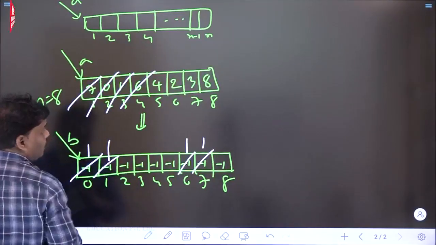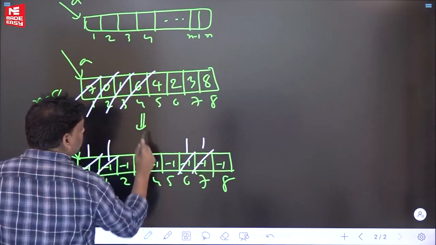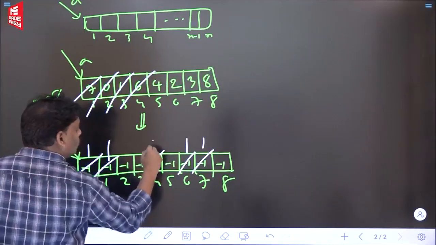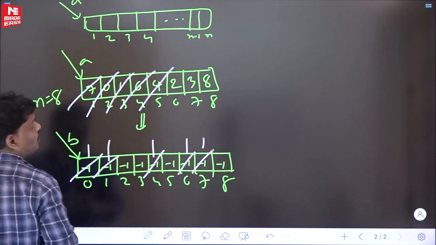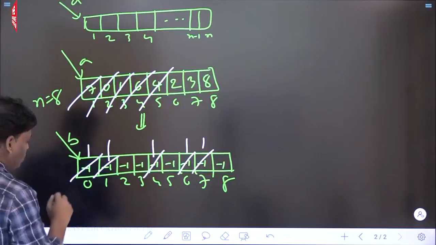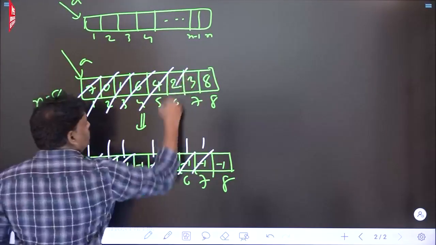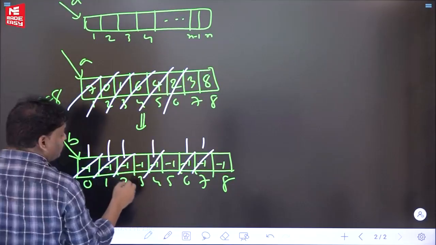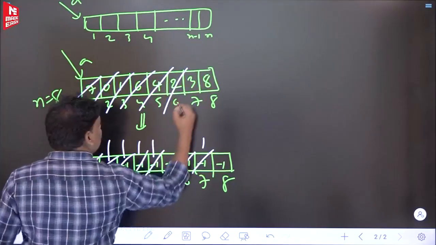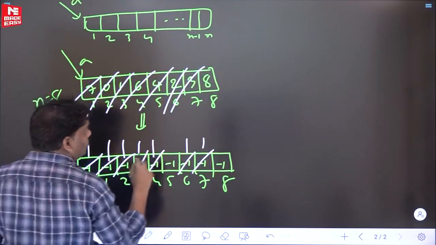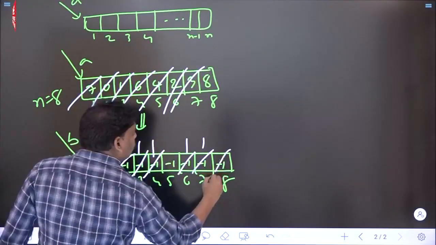Next, A of 5 is 4. Then go to B of 4, 1. Next, A of 6: what is the answer? 2. B of 2, 1. It indicates that 2 came one time. Next, A of 7 is 3. B of 3, you go, 1. It indicates that 3 came one time. Next, A of 8: the answer is 8. So B of 8, you go, just make 1.